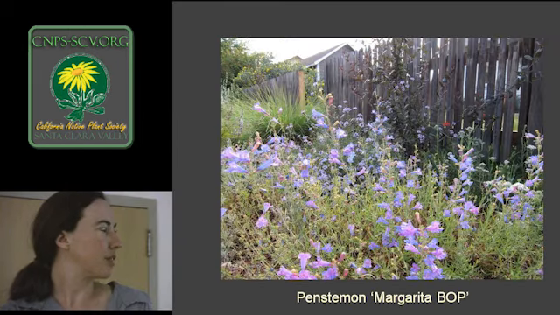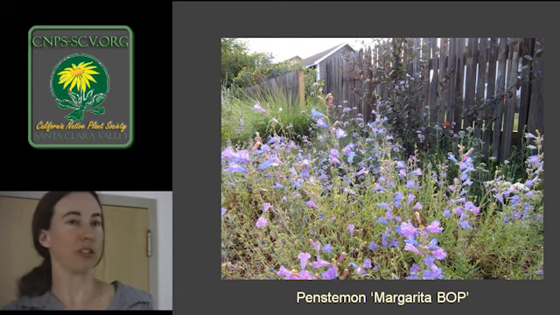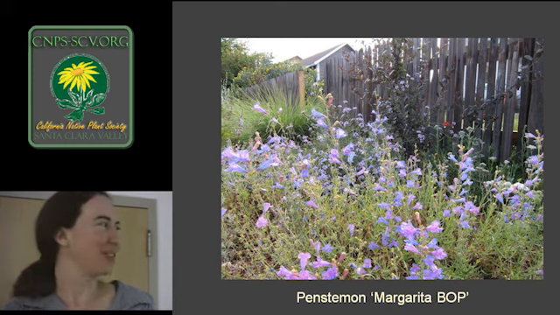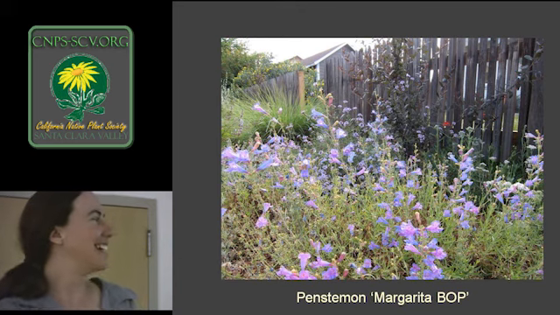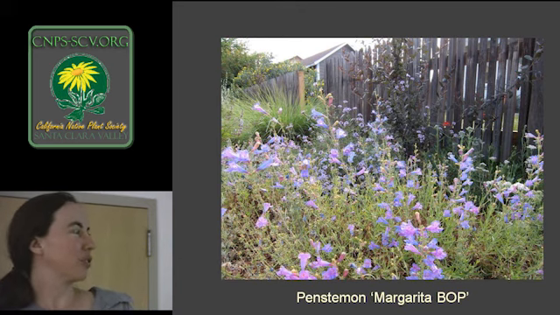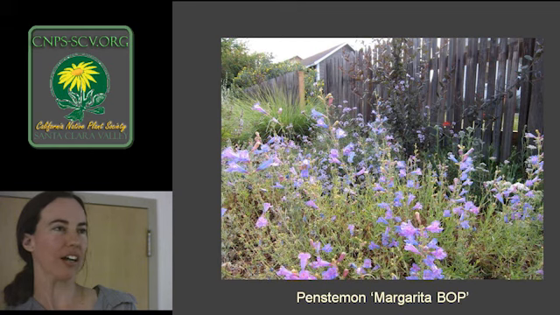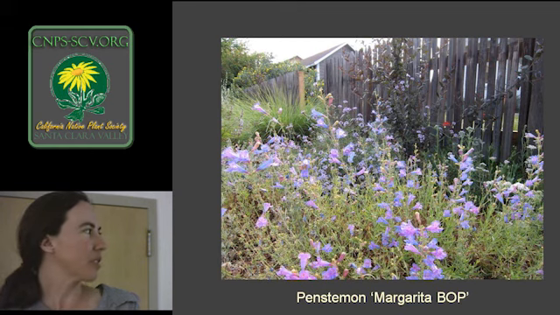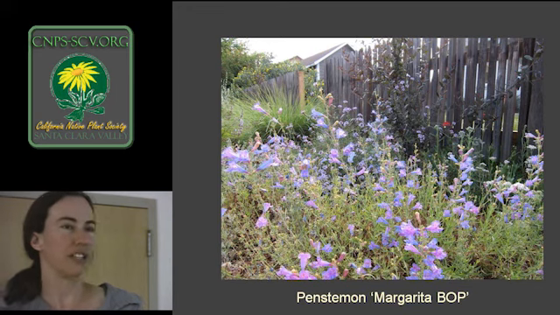And this is Penstemon Margarita BOP. It actually stands for back of porch, because some people don't know that, so let's say that. And this one has a really cool flower that has a lot of different colors going on in it. And one of the key things with this one is that it has really small leaves. So if you're looking for something of a finer texture, it's a good choice.